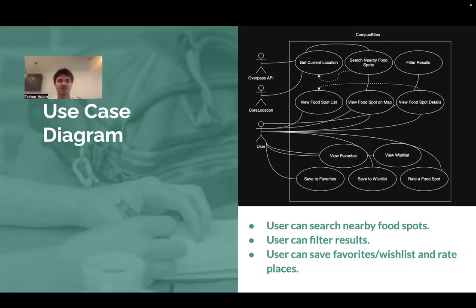There are also external parts involved, such as Core Location and the Overpass API. Core Location helps get the user's current location, and the Overpass API is used to get nearby food location data. Overall, this diagram shows the main actions that the user can perform and how the app depends on location and external food data to work.